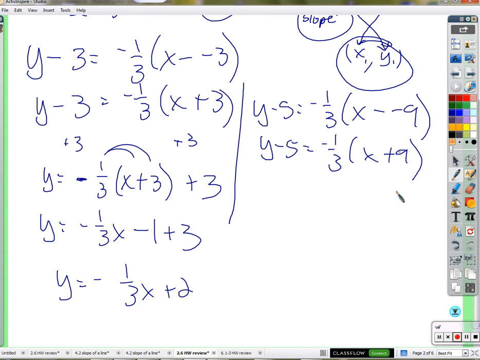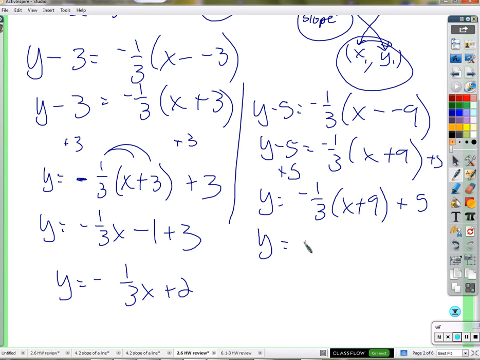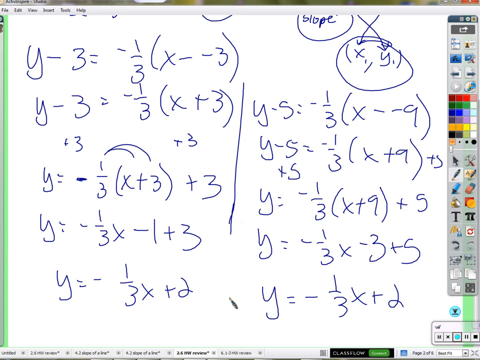Y minus 5 equals negative 1/3 times x plus 9. So we could, in the exact same way as we did in the previous one, add 5 to both sides. Y equals negative 1/3 times x plus 9, plus 5. We'll distribute the negative 1/3 as we did in the other one. We get negative 1/3 x. What's negative 1/3 times 9? Negative 3. Plus 5, and what do you know? Y equals negative 1/3 x plus 2, just like this one.